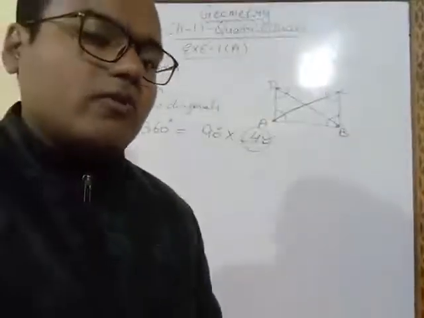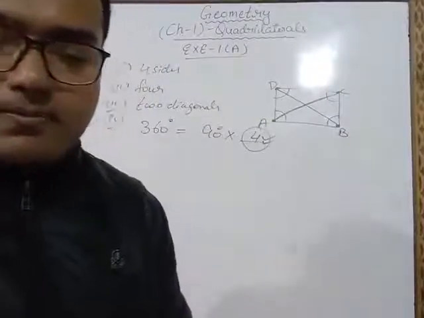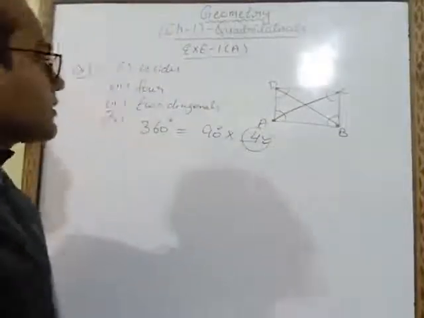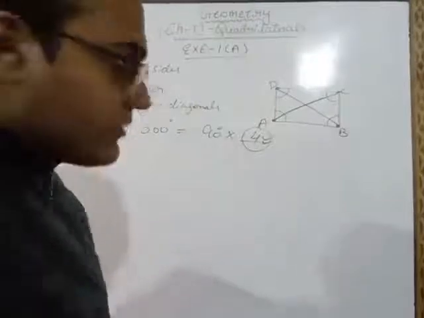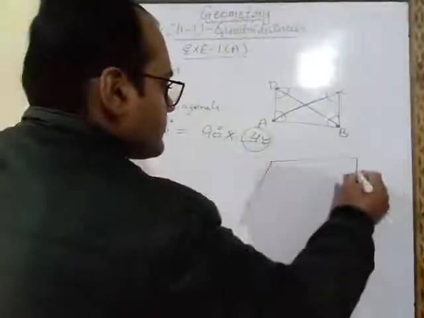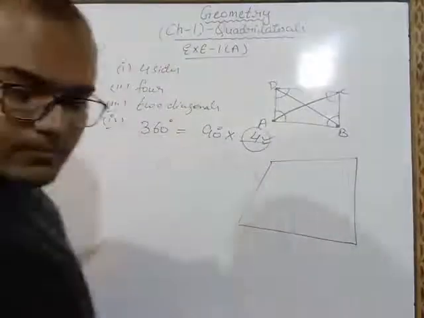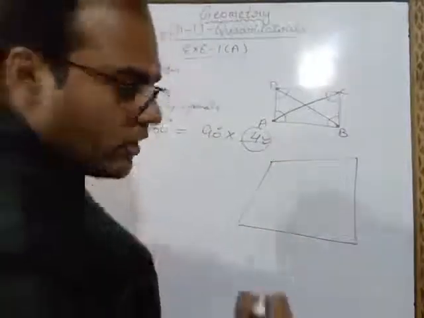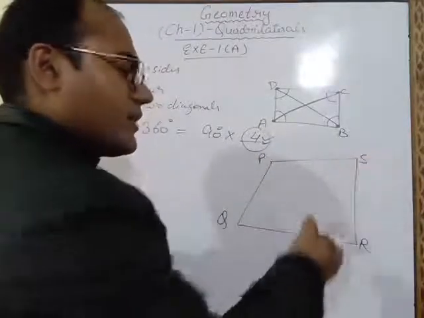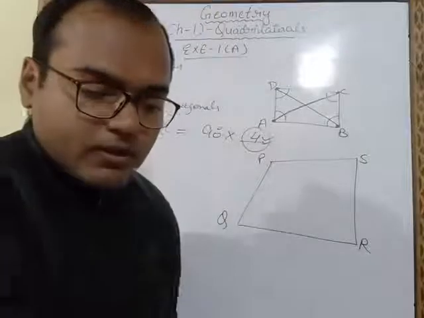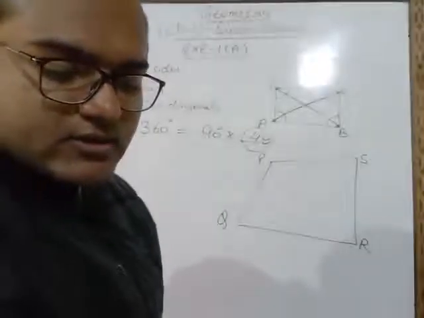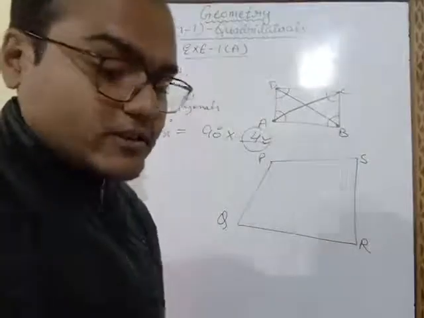Now we will do the next question. Question number second. A figure is given in question number second. PQRS is a four-sided figure. That means it is a quadrilateral. First part: name all the pairs of adjacent sides. You have to write the pairs of adjacent sides in the first part.